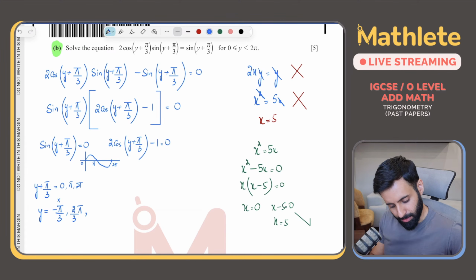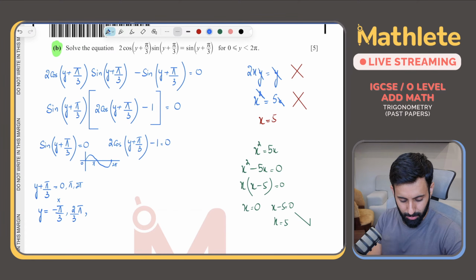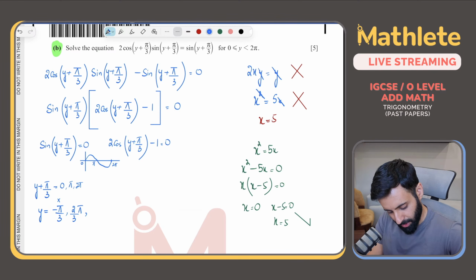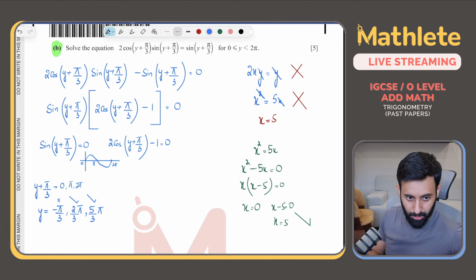And 2 pi minus pi upon 3, what's that equal to? 2 minus 1 upon 3, that's equal to 5 upon 3 pi. And we're definitely going to consider this also. Okay, so we're going to consider these two solutions. See, what if we had crossed out sine y plus pi upon 3 from both sides? We would have lost these two solutions.